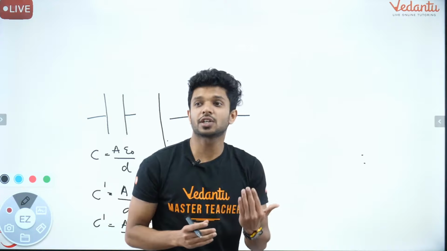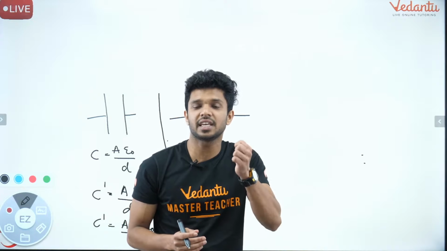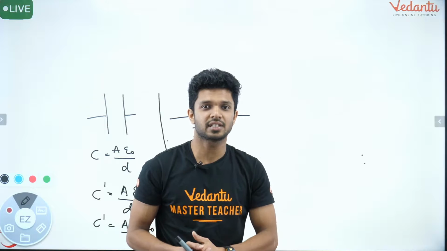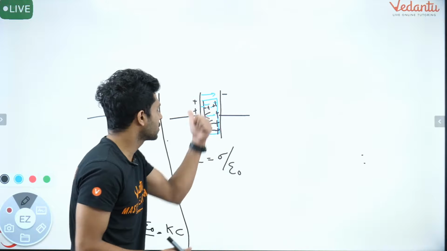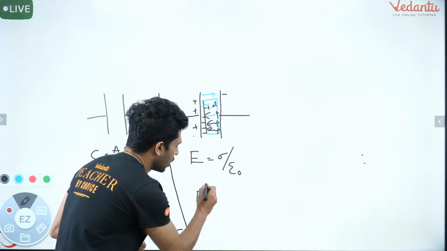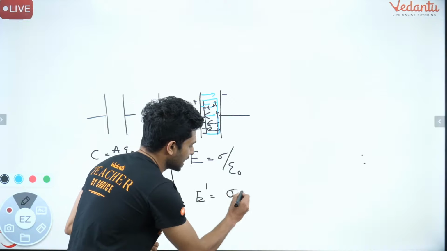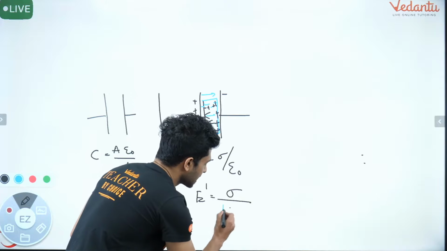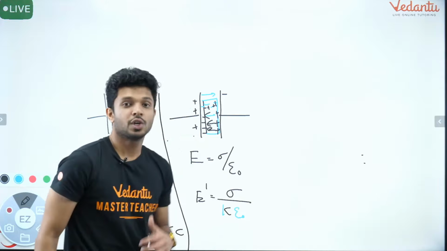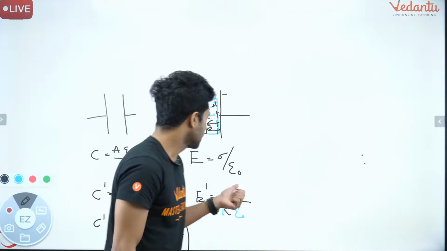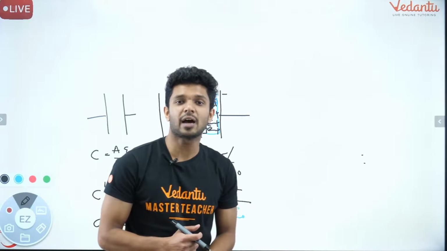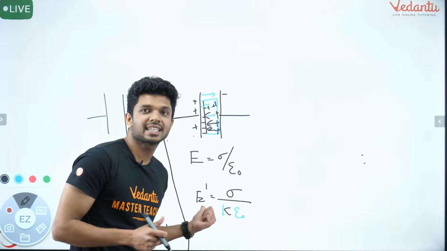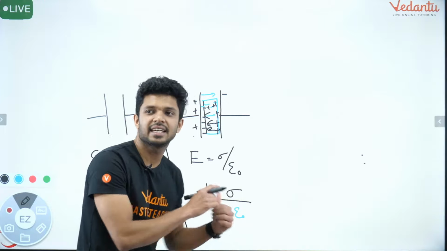So because of that, the net electric field will be decreasing in between the capacitor plates. What will be the current value of the electric field? Obviously it will be decreasing, so that will be equal to sigma by, instead of epsilon 0, K times epsilon 0. So the new electric field will be equal to sigma divided by K epsilon 0, because it is the new material. From the equation itself, it is clear that the electric field has decreased.